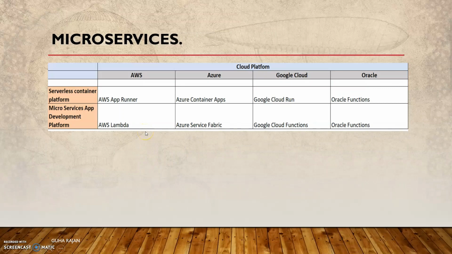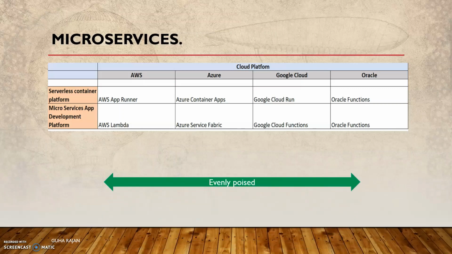And for the app developer platform, it's AWS Lambda, Azure Service Fabric, Google Cloud Functions and Oracle Functions. So there is a name difference. Apart from that, almost all the cloud platforms provide these features of building container based applications, using Docker or Kubernetes. So I would say it's evenly poised across all the platforms.